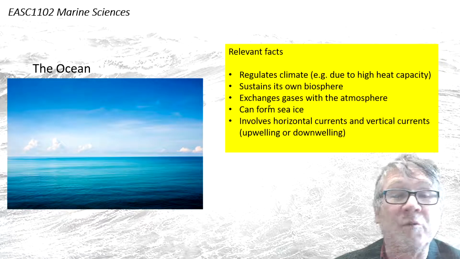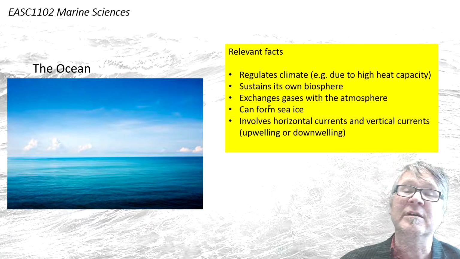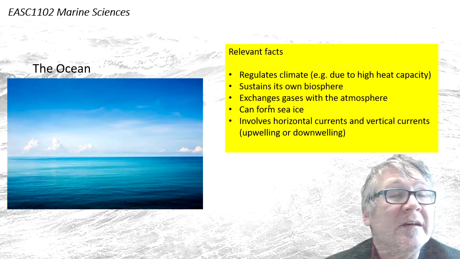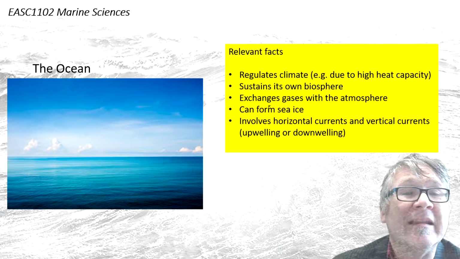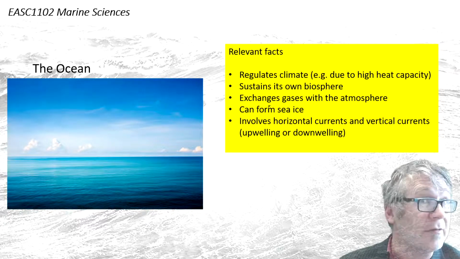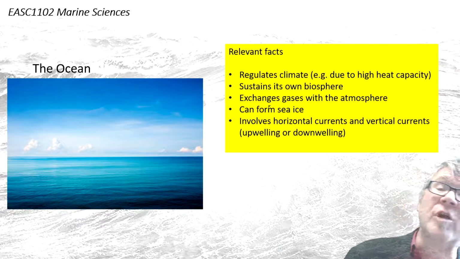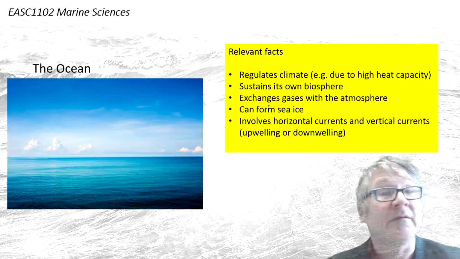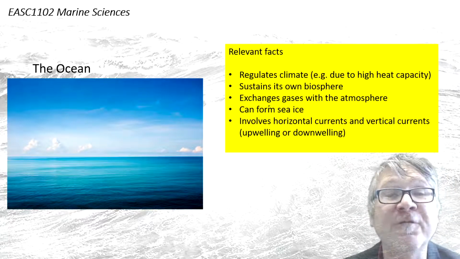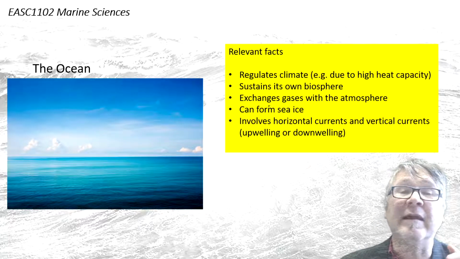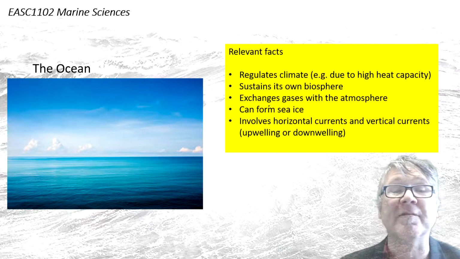The oceans also regulate climate in terms of regions which are located close to the oceans, which have much milder climates. Okay, less warm during summer and less cold during winter. So it regulates the climate. The ocean also sustains its own biosphere through the creation of marine plants, phytoplankton, in the surface layers of the ocean, and associated marine food webs.